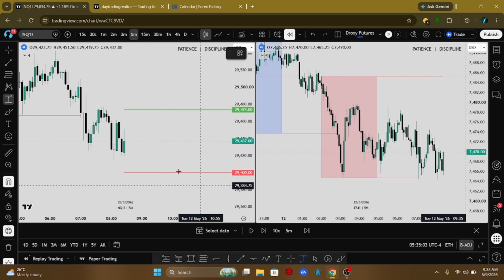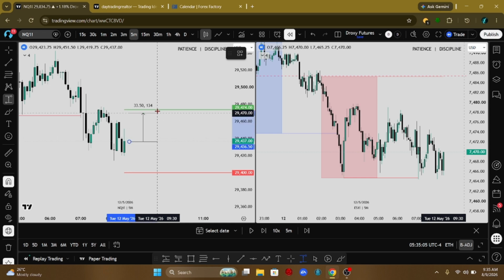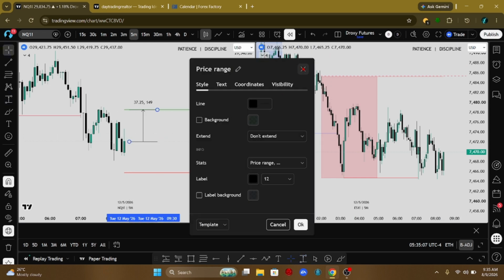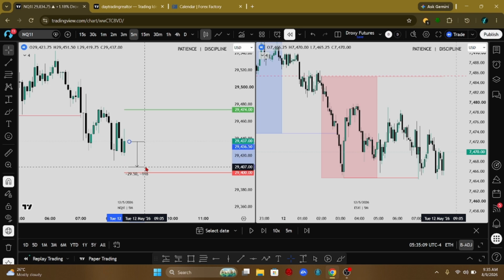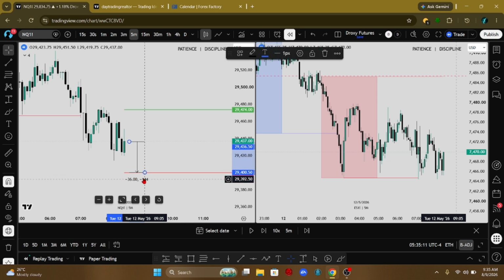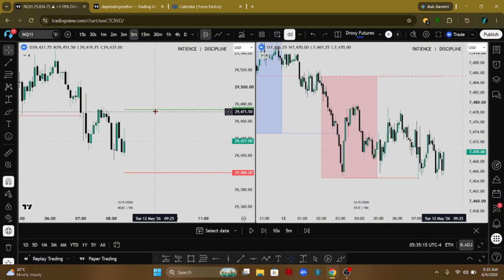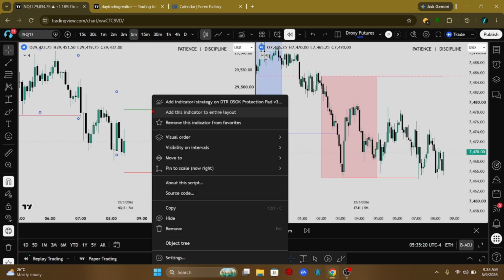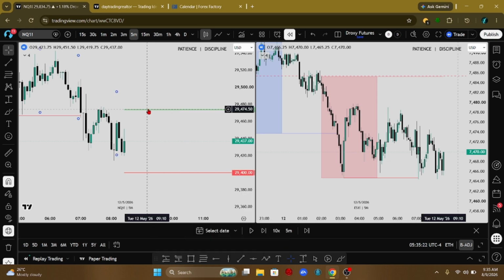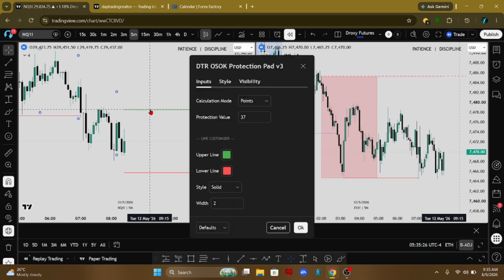Now you can see that from the current price here to this place is 37 points, and from that same area towards the down point is also around 37 points. Why do I use 37 up, 37 down? Because when I click on the indicator, you see that my protection value that I use is 37.